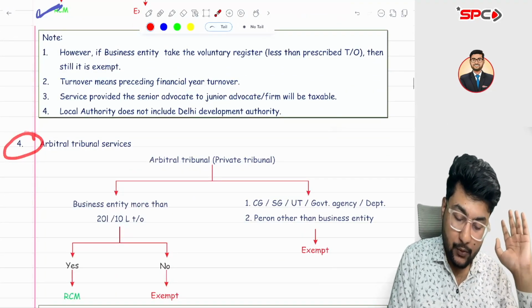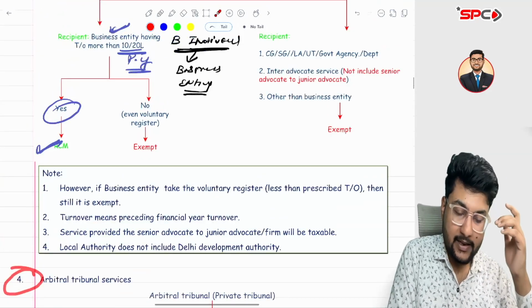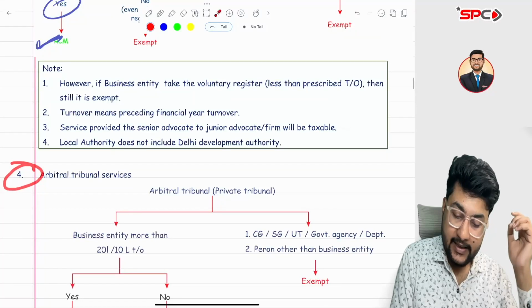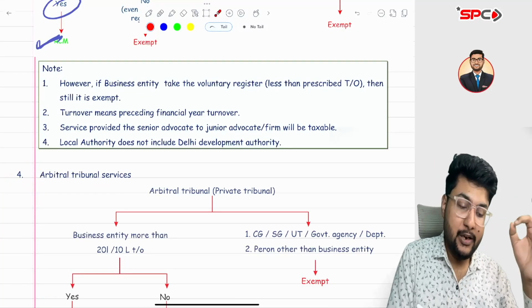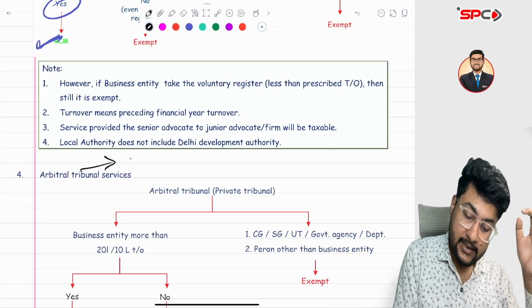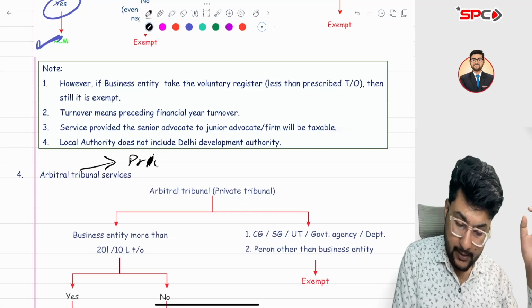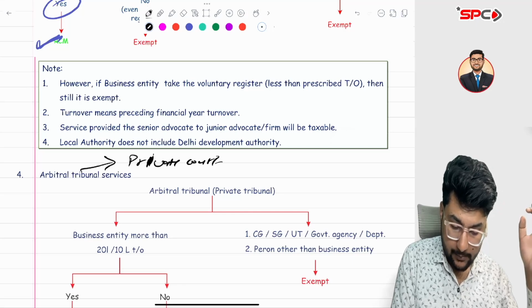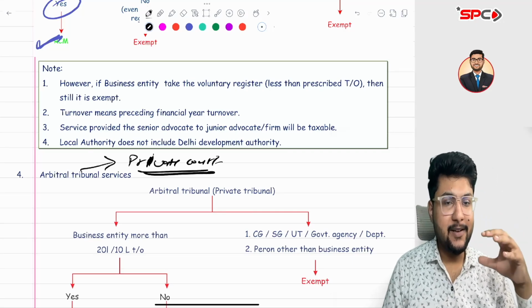Now jumping to the fourth, which is also the same as our legal services. In this case it is an arbitral tribunal. Arbitral tribunal is none other than a private court. Okay, private court.